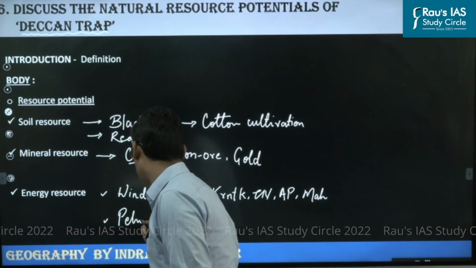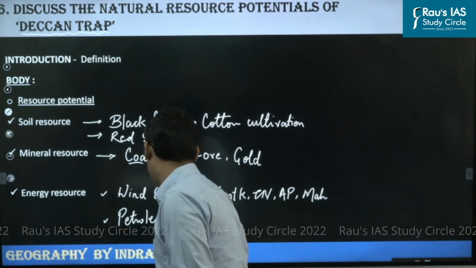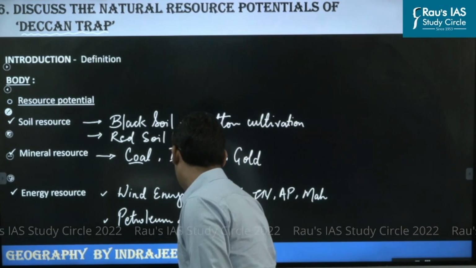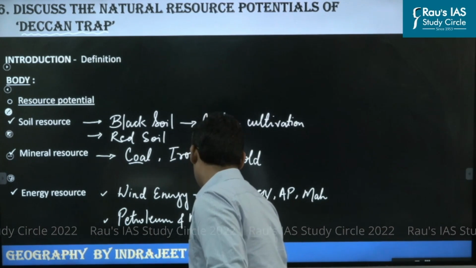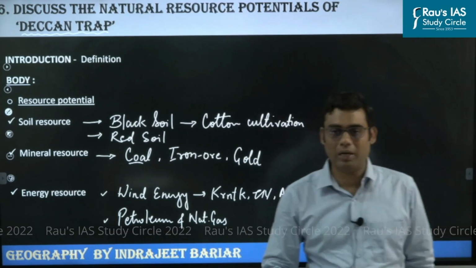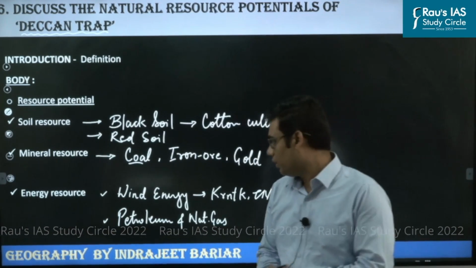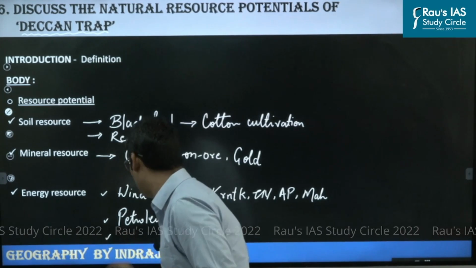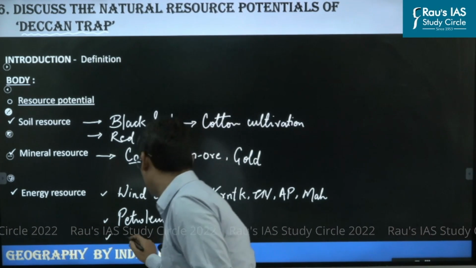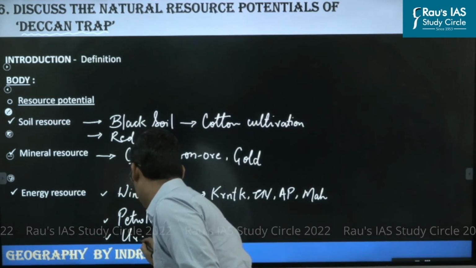Then petroleum and natural gas. So petroleum and natural gas potential in this region. Going beyond that, now we can talk about the uranium reserves.